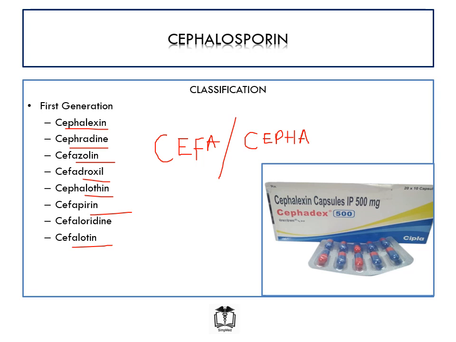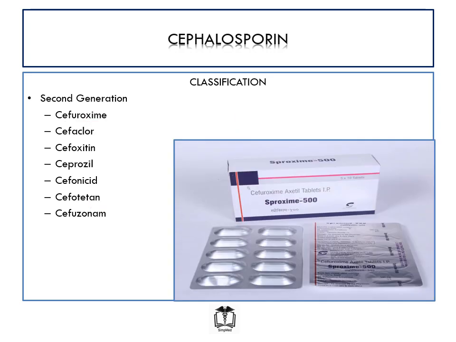In fact, it's the second generation cephalosporin, and we'll talk about that next. Second generation cephalosporins include drugs like cefuroxime, which is very commonly used, and cefaclor. Cefaclor is the only second generation drug that has the "ceph" in its name, and it's the exception to the rule of first generation drugs.